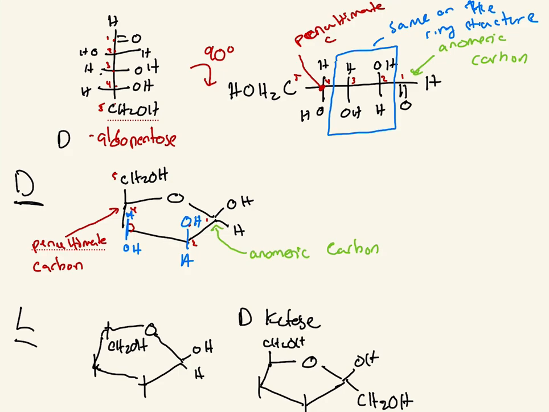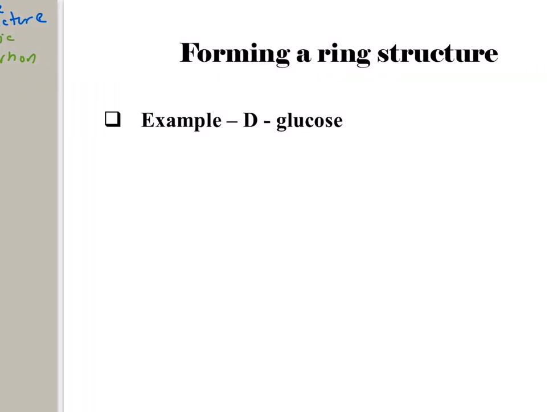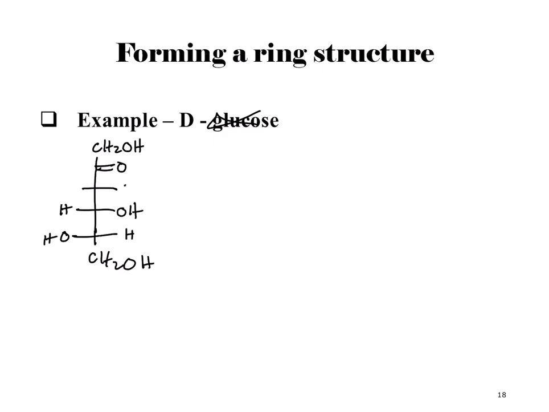All right, you guys want an example to see if you can figure out how to do this? I'm not going to do glucose here. I'm just going to draw a Fischer projection with OH on carbons 1, 2, 3, 4, 5, 6. See if you can draw the ring structure.